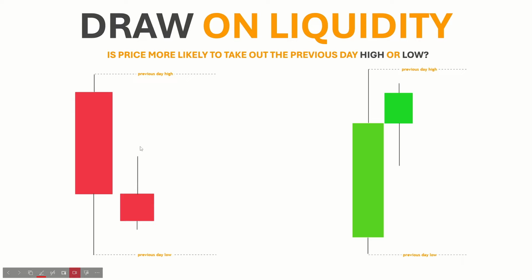Another reason why in this example, price is more likely to take out the previous day low, and in this example, price is likely to take out the previous day high, is because of the continuation of candles. If we have one bearish candle and a second bearish candle, the likelihood of the third candle being bearish is very, very likely. Again here, with a bullish candle, the likelihood of the next candle being bullish is very likely.